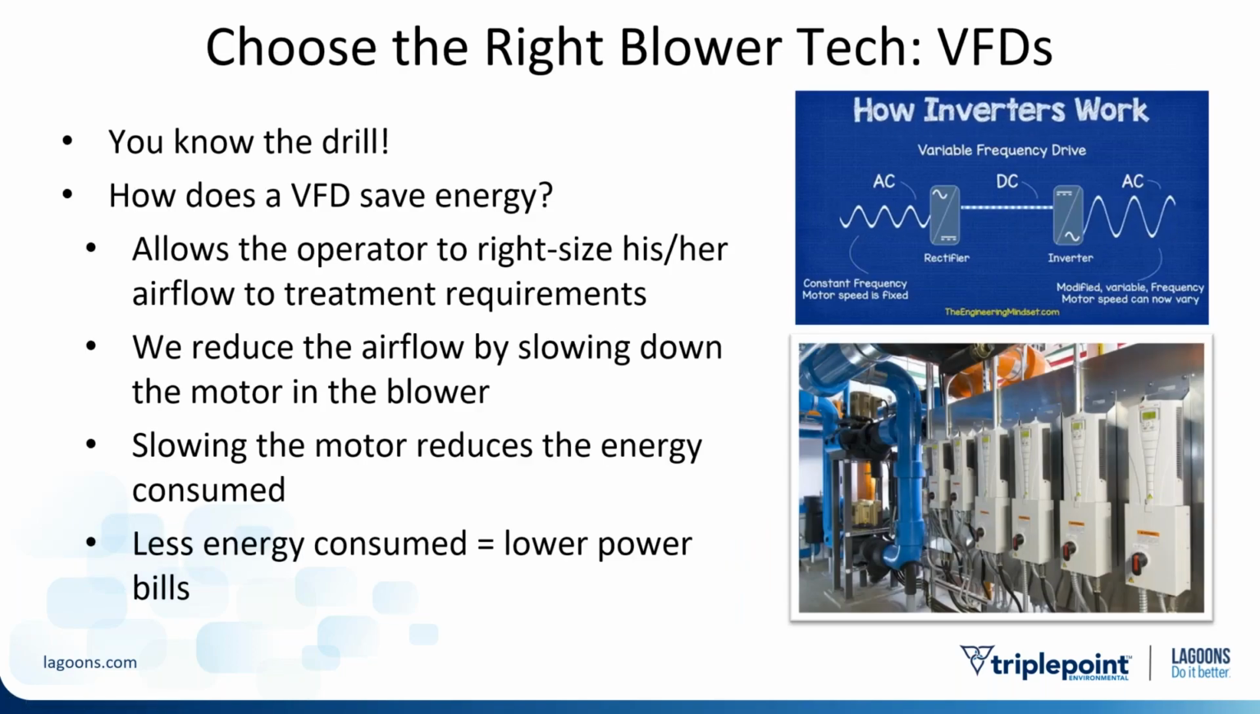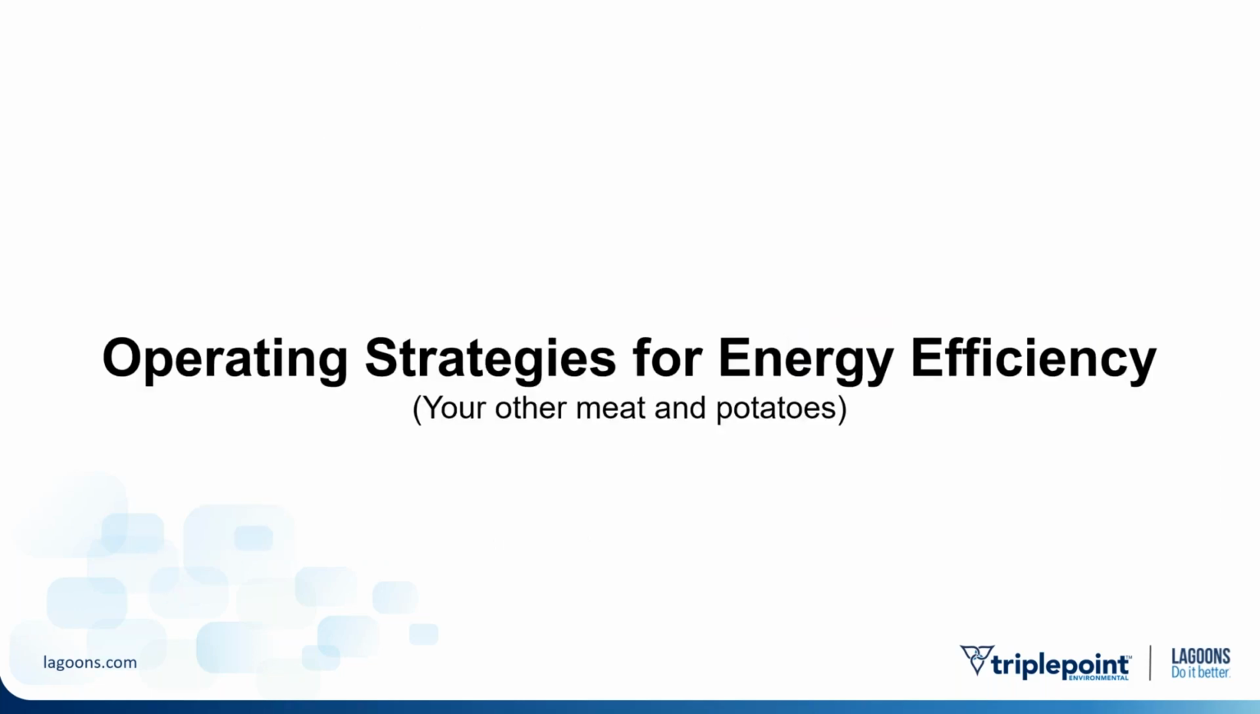I'm not going to talk much about VFDs, variable frequency drives. You guys probably know the drill, but it allows you to adjust the 60 hertz that comes through the wire to the device to turn it down to, we'll say, 30 hertz, so we can take a blower and cut the airflow in half. This is a tool that operators have. We'll talk about those operational strategies here in a second.